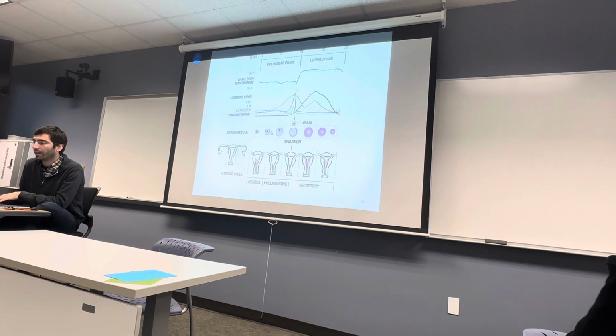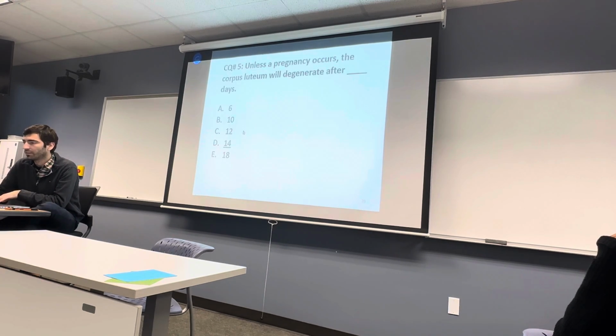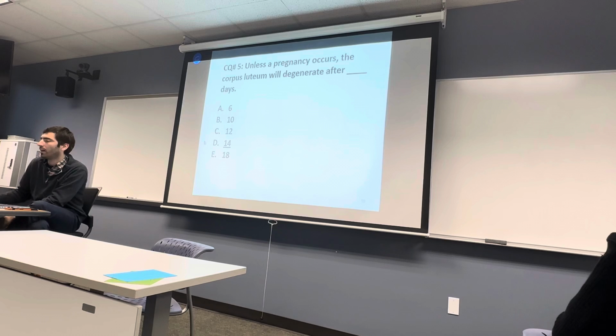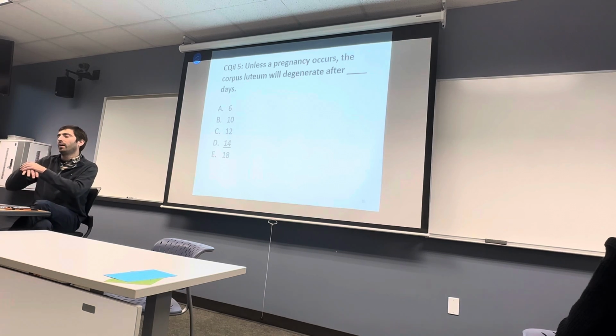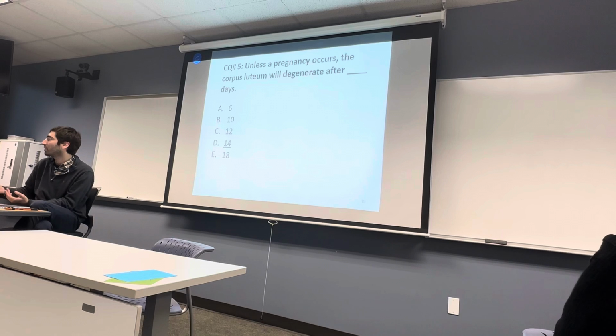So this number actually is relatively fixed, plus or minus 1 to 2 days. But 14 days is a lot more fixed than any other phase of the menstrual cycle or the total length of the menstrual cycle. This part is pretty fixed, that the corpus luteum degenerates after about 14 days.